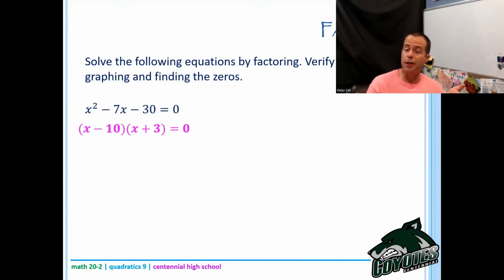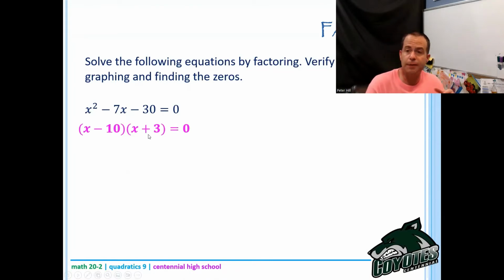If you want to go through decomposition first, if you want to break that negative 7 down into the negative 10 and the 3, the negative 10x and the 3x, and then factor the front two, factor the back two, by all means, please do that, okay? You'll still arrive at the same answer. Either way, your answer should be x minus 10, x plus 3.